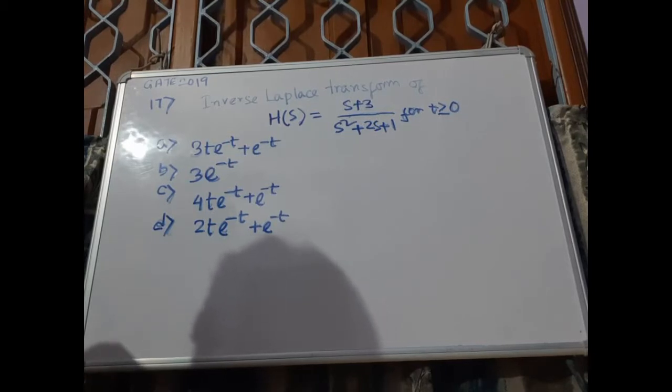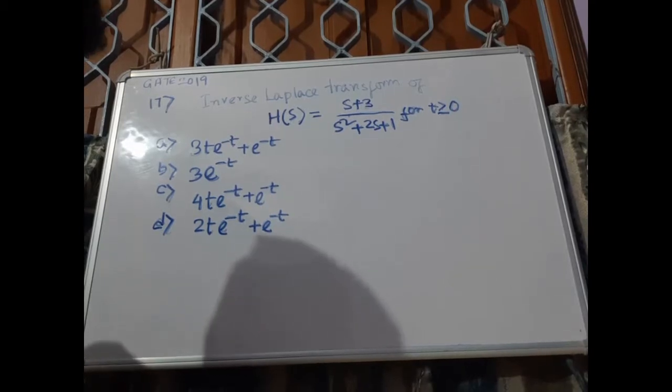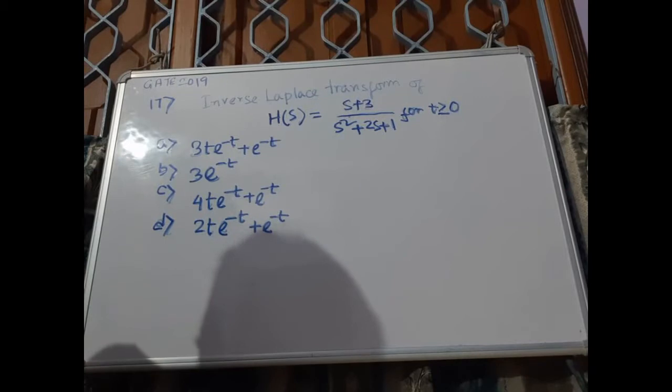Option A: 3t e to the power minus t plus e to the power minus t. Option B: 3 e to the power minus 3. Option C: 4t e to the power minus t plus e to the power minus t, and option D is 2t e to the power minus t plus e to the power minus t.